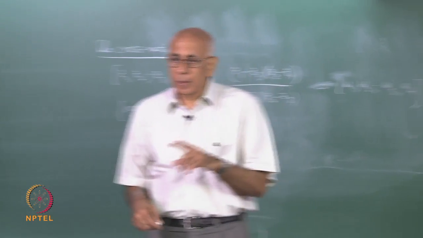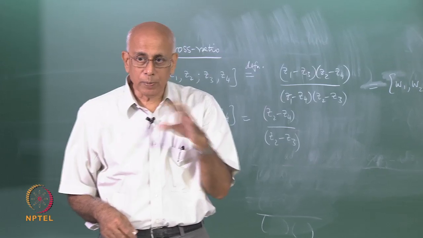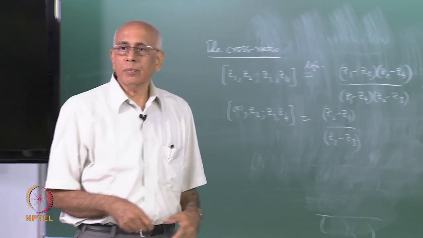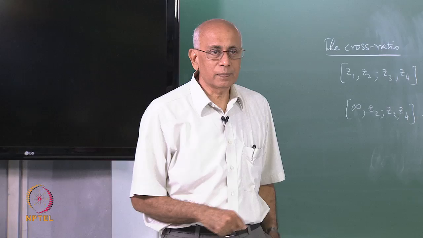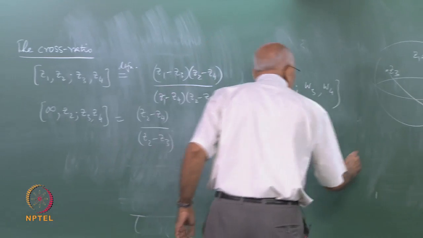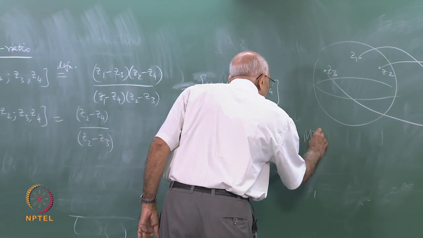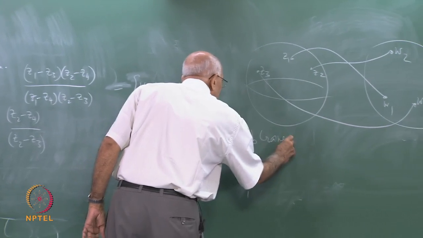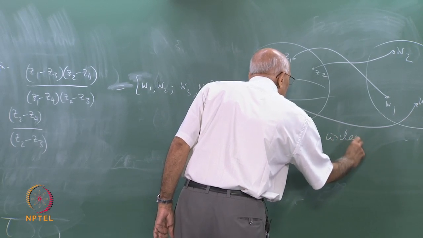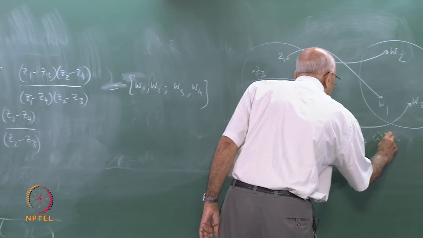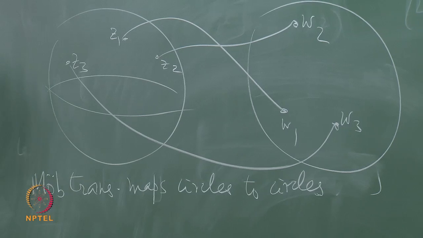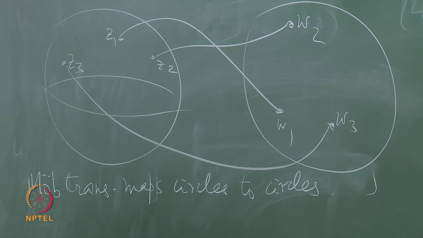Now you know that once you specify 3 points on the complex plane, you also specified a circle. So this is a way of showing that a Möbius transformation maps circles onto circles on the Riemann sphere.